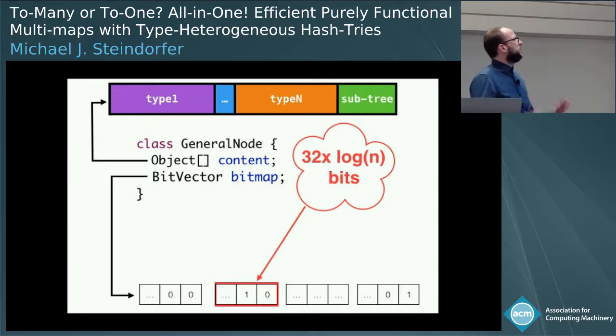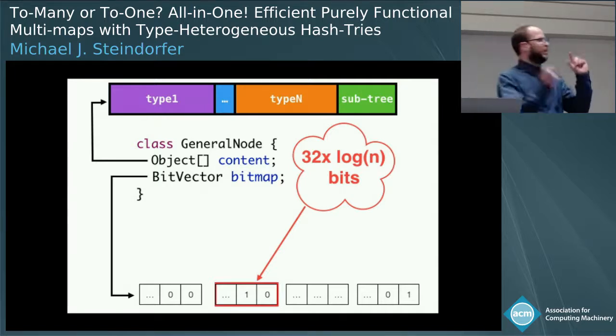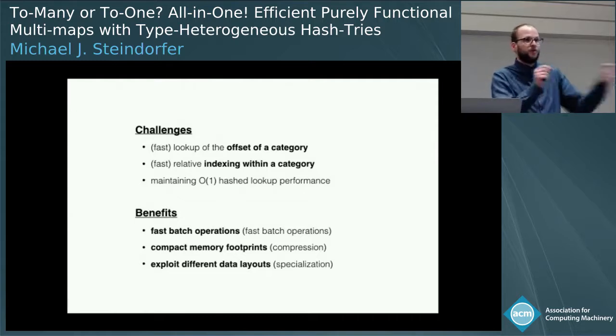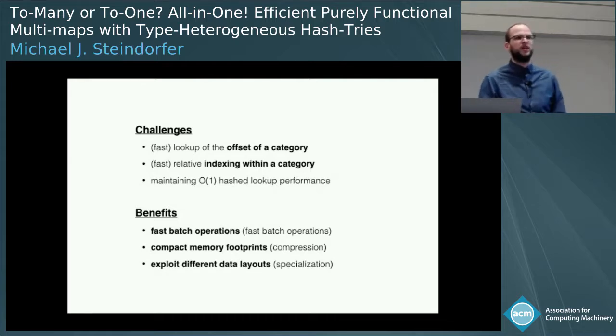Well, so what are the challenges in doing this kind of permutation? One of the challenges is I now need to find the offset of my category, of my type, which I want to access. I need to find the right position within that category, and that all in a reversible function, such that I maintain the constant time hash lookup properties of a hash map.